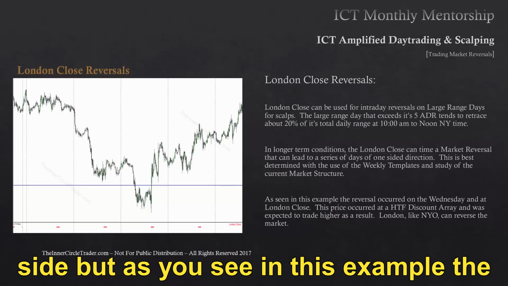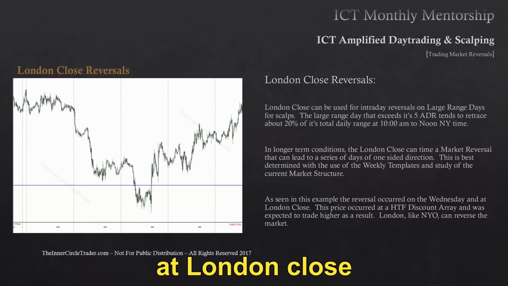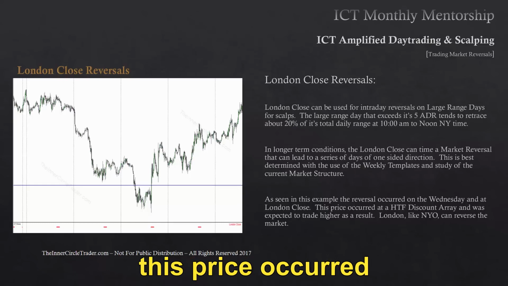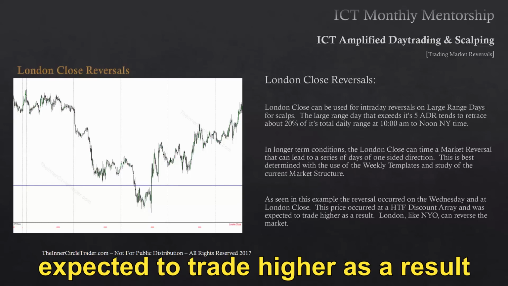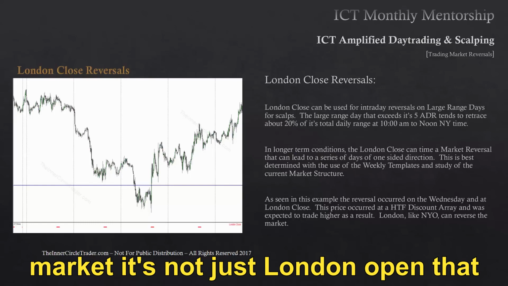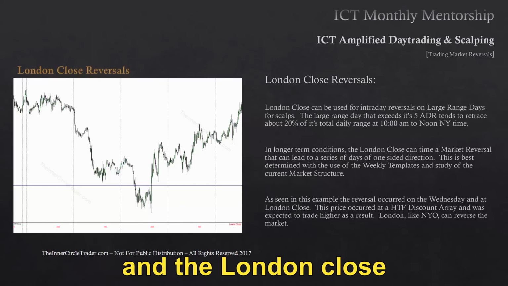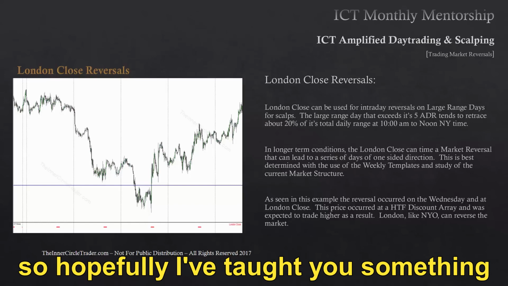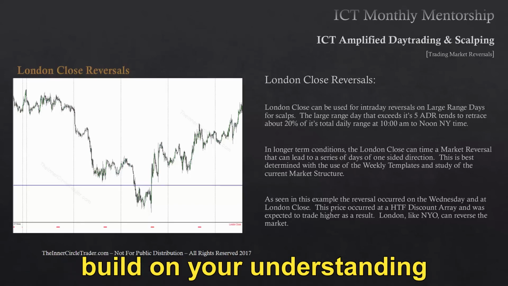But as you see in this example, the reversal occurred on the Wednesday and at London close. This price occurred and the reversal occurred at a higher time frame discount array and was expected to trade higher as a result. London, like New York, can reverse the market. It's not just London Open that creates the reversals. It can be done on the New York session and the London close. So hopefully I've taught you something with reversals here that will obviously build on your understanding.